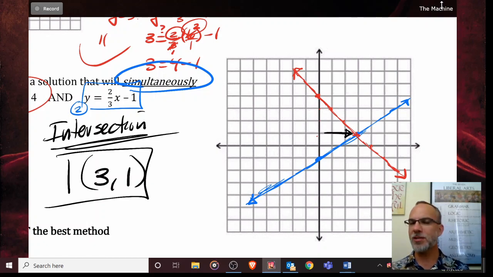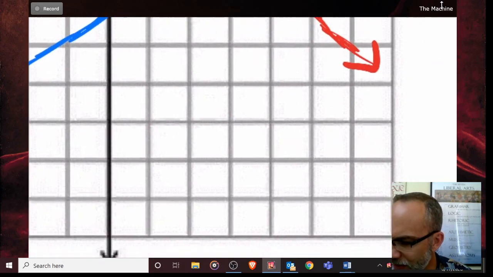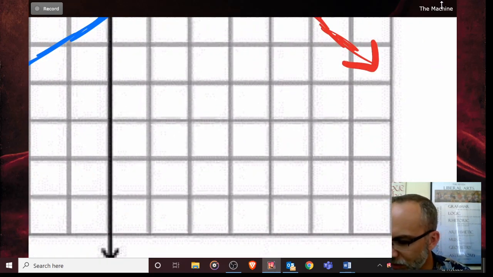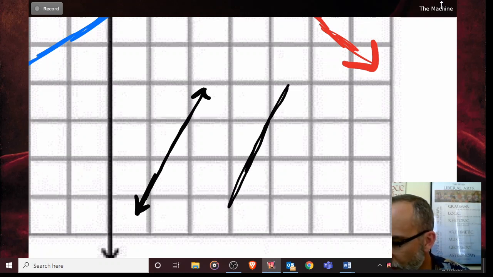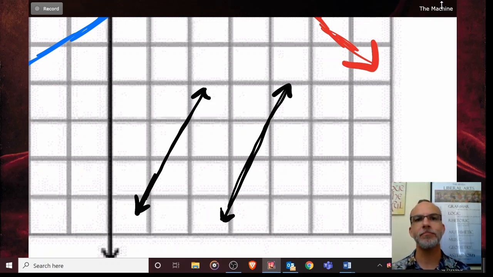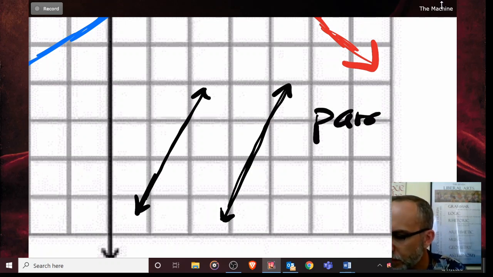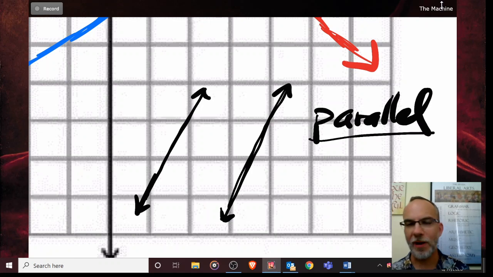Sometimes two lines have trouble. Let me talk to you about this. I'm going to zoom in down here. If I had a line that looked like, I don't know, like this right here, and I graphed another equation, and that equation looked like this right here, where's the intersection point? There isn't one. Okay? What kind of lines are these? They're parallel lines. If you graph parallel lines, they don't have an intersection point.